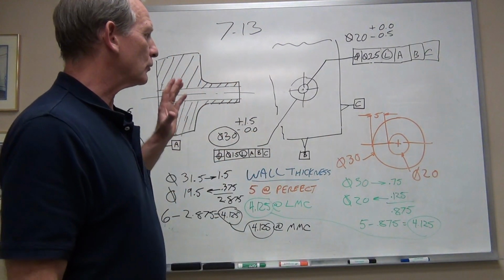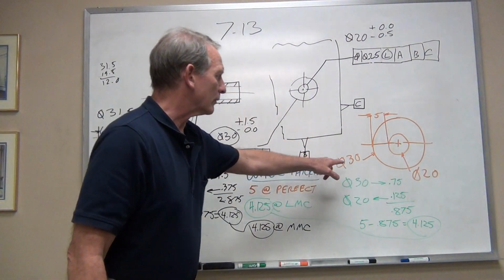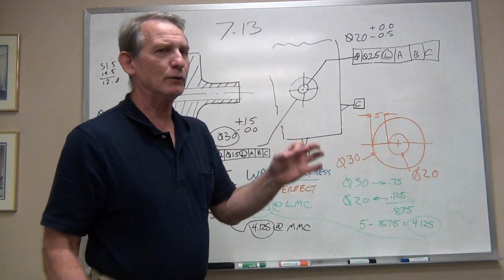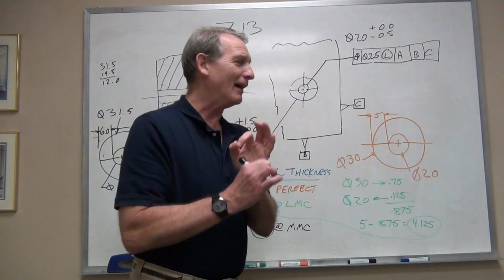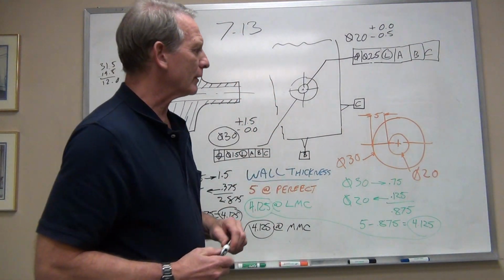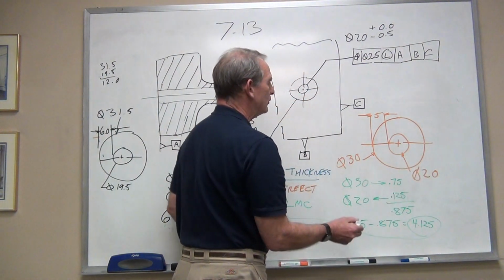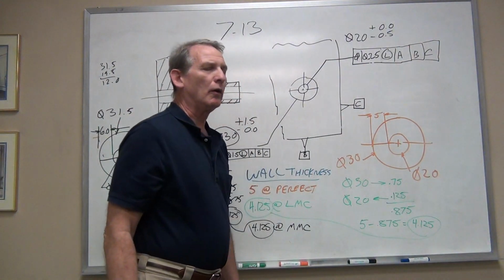So let's look at the as drawn condition. And I've done this over here. I've got a 30 millimeter boss, a 20 millimeter hole, and let's say those are perfectly aligned. No, it can't happen, but let's say they are. What would the resulting wall thickness be? Well, it'd be 30 minus 20 divided by 2. That's a 5 millimeter wall thickness.